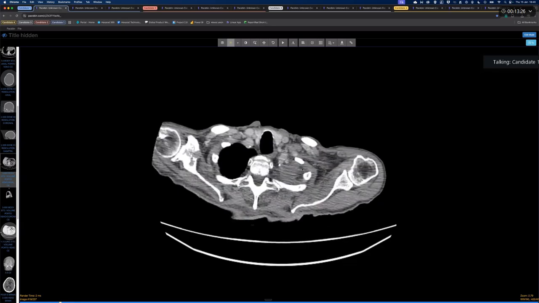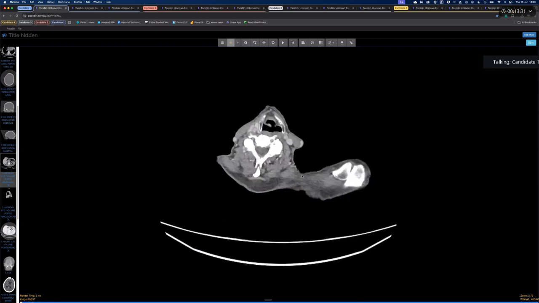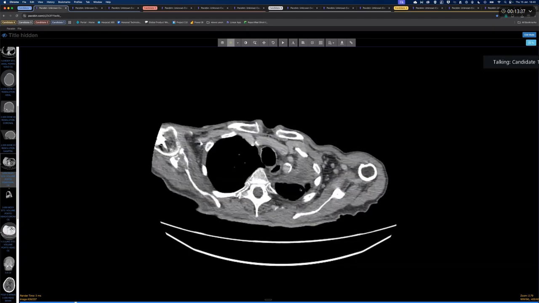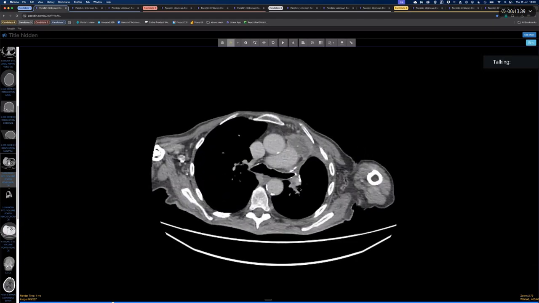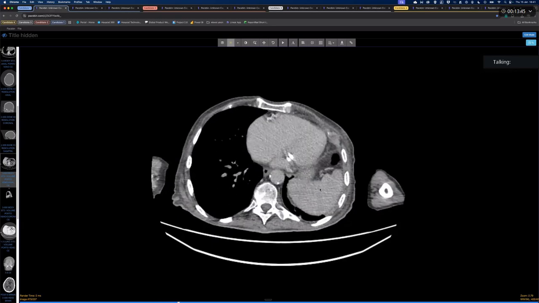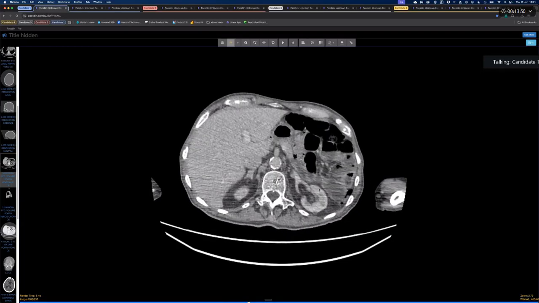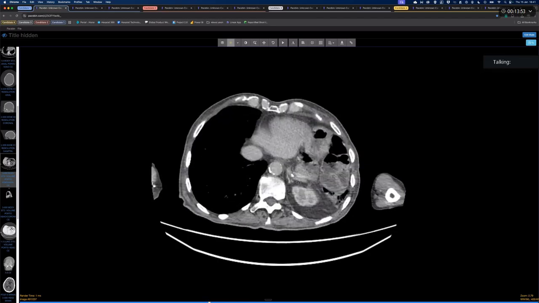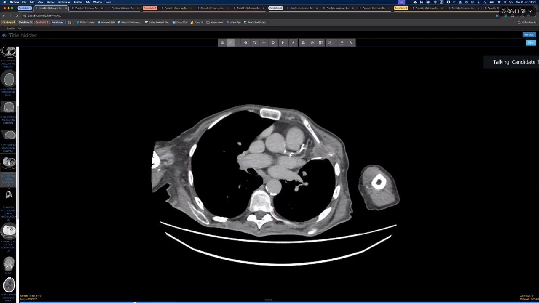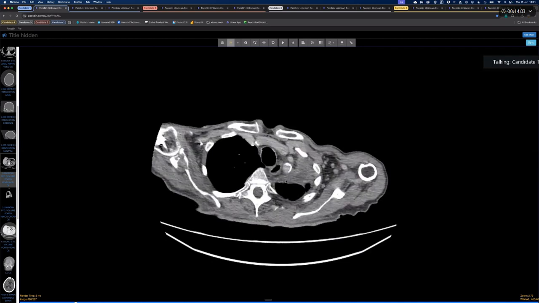There is reduced volume of the left hemithorax. Sorry, I'm just having an issue with the scrolling. I would like to go down. Yes, okay, so there is reduced volume of the left hemithorax. I'm just searching for any lymphadenopathy. There is no mediastinal or hilar lymphadenopathy. I would like to check the pulmonary vasculature.